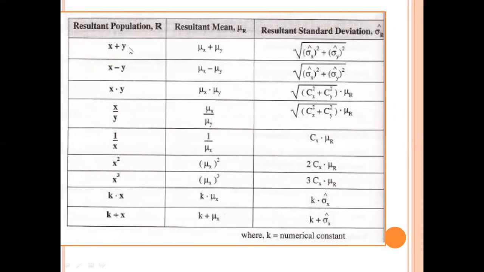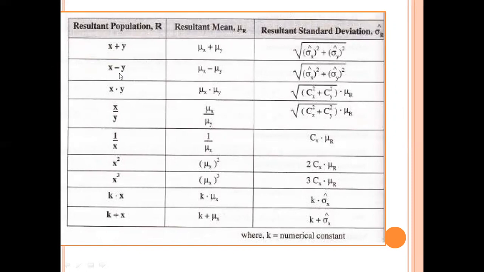The first one is addition of populations. If you want to add two populations, then x plus y will be the resultant population, r equal to x plus y. The resultant mean will be mu x plus mu y, and the standard deviation is the square root of the standard deviation of x squared plus the standard deviation of y squared. If you want to combine two populations x and y, these are nothing but variables.